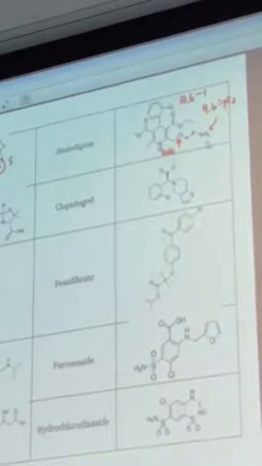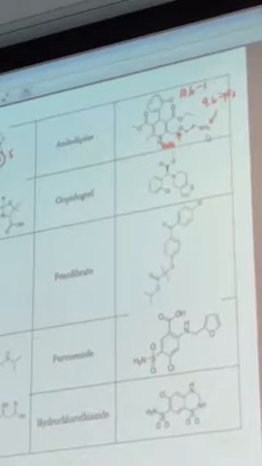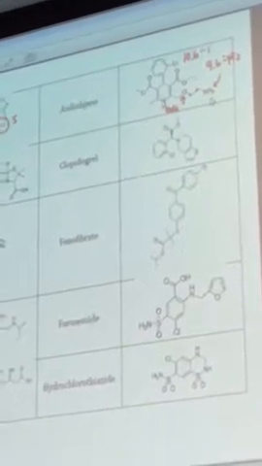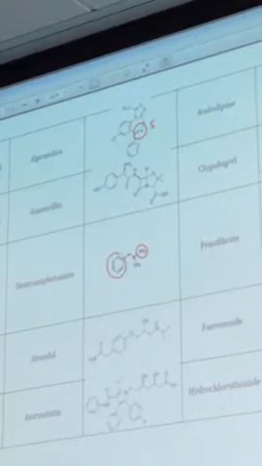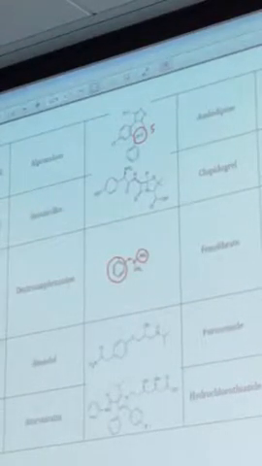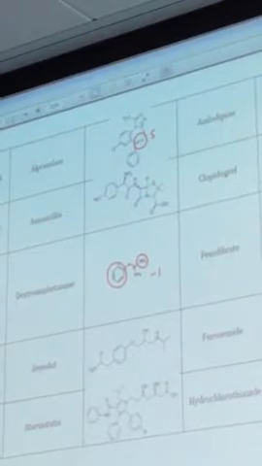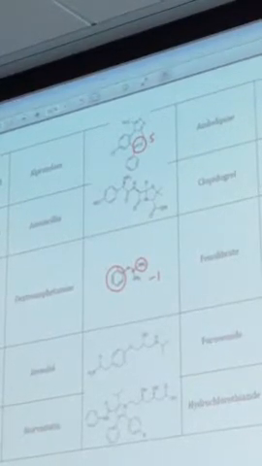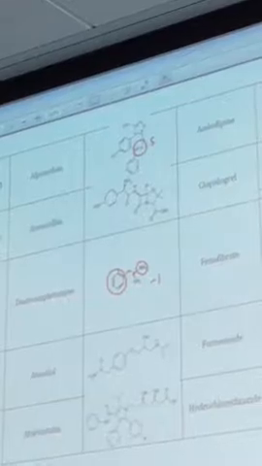So how about the amphetamine? This one's a lot easier, right? So we just have an amine, and 2 carbons away, we have our aromatic ring. So this is just -1, right? Make sense? Yeah.